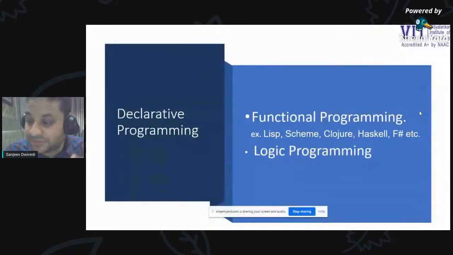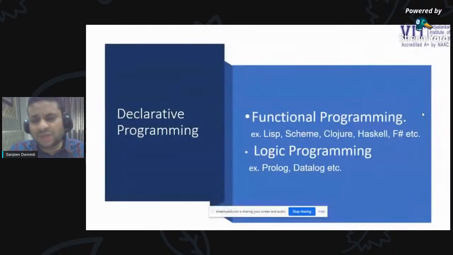We have logic programming. Now, when I say logic programming, we have examples like Prolog, Datalog. The logic programming paradigm can be termed as an abstract model for computation. Here, the desired result is declared as the answer to a question about the system, using some facts and some rules.